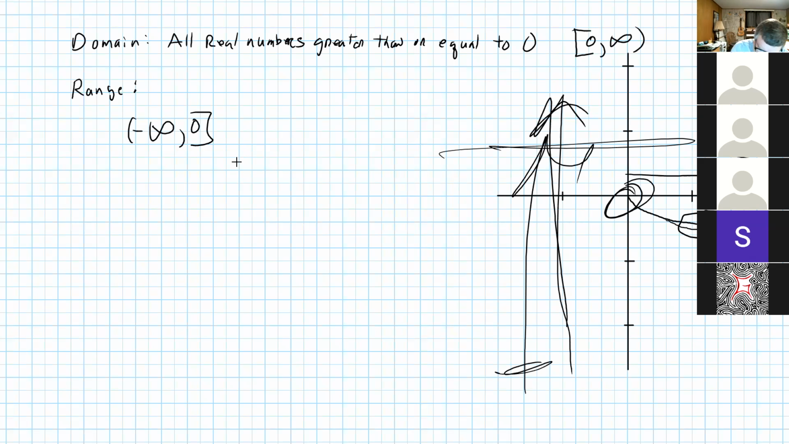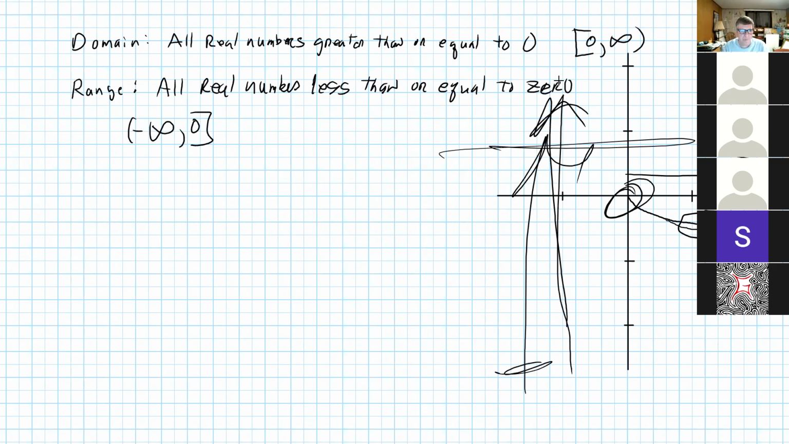Okay. So the range would be all real numbers less than or equal to 0. All right. So domain goes from 0 to infinity. Range goes from negative infinity up to 0. Smallest to largest, smallest to largest. Okay, you good to go on to another example?